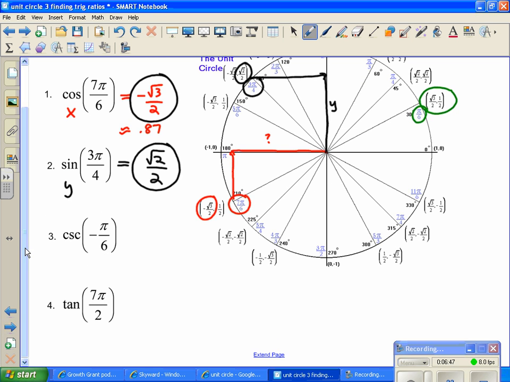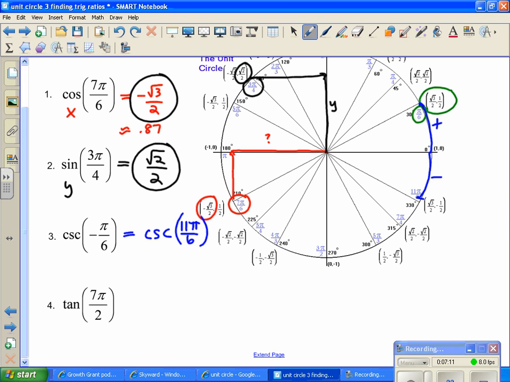Number 3, the cosecant of negative pi over 6. Well, positive pi over 6 is this distance. Negative pi over 6 is going to be the same distance, the opposite direction. So this is moving in the positive, and then that one's moving in the negative direction, which really ends up being the cosecant of 11 pi over 6. They will have equivalent answers.